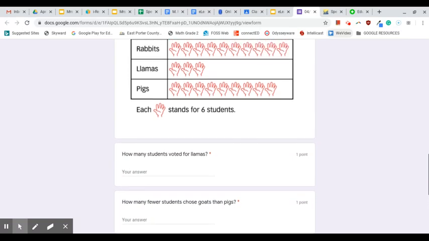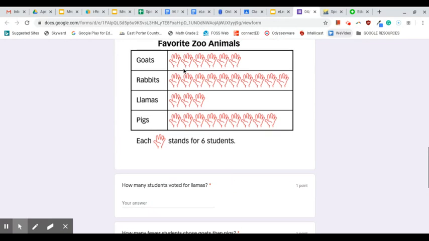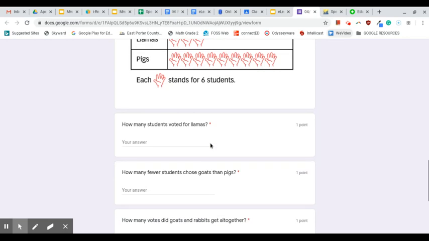Okay, how many fewer students chose goats than pigs? Let's look up here. Here's goats, here's pigs. If I draw my little imaginary line, after goats, I see 3 extra hands. Go ahead and multiply just these 3 hands times 6 to get your second answer.